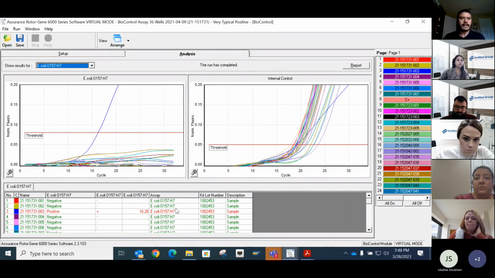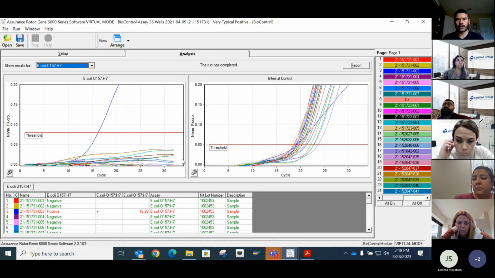Okay. So this is obviously an extremely typical positive, just like what we just saw in our example. It starts heading up around 11 cycles and then just moves up exponentially. As we talked about, you do not see any plateau phase occurring above this 0.2 level of fluorescence. So this is an extremely valid, typical positive. This is what we just discussed.